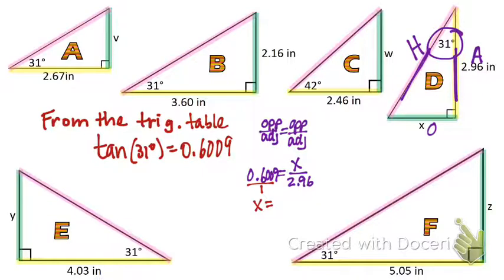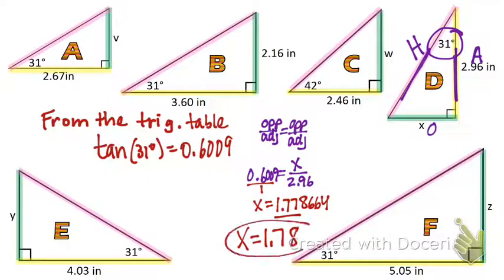And 0.6009 times 2.96 is 1.778664. Depending on what the directions would say, you would round off differently. But if we're going to round off to the nearest hundredth, we would want to keep that much. And our final answer would be 1.78 when we round it off correctly. And that would be the length of side X.